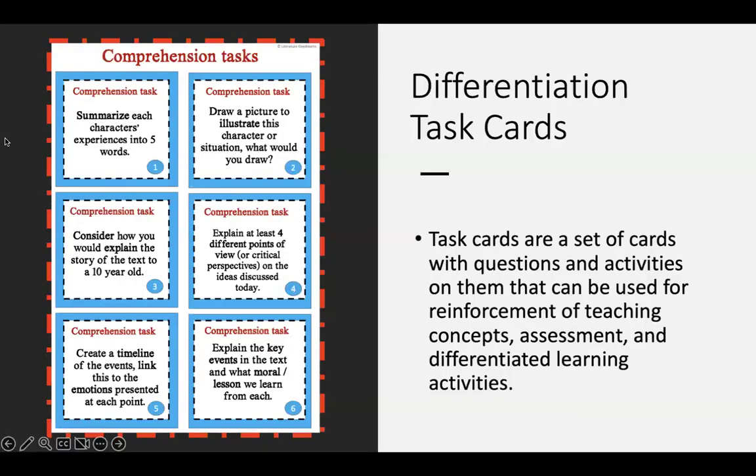Another one is similar. These are differentiation task cards. It's a set of cards with questions, activities. They can be used for a variety of things. You can reinforce the teaching concept, you can assess, and as they're called differentiation task cards, they're good for differentiated learning. If you just take a quick glance at these, you can see that the task cards are written in a way that you as the teacher can purposefully select who you want to give them to. This is really important if you know your students, and then you can give the task card to each of the students specifically based on your knowledge of where they're at.